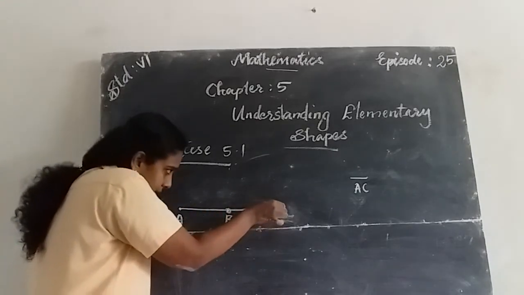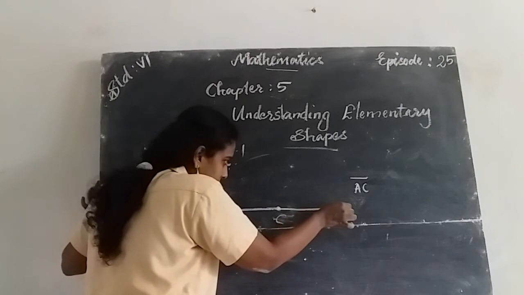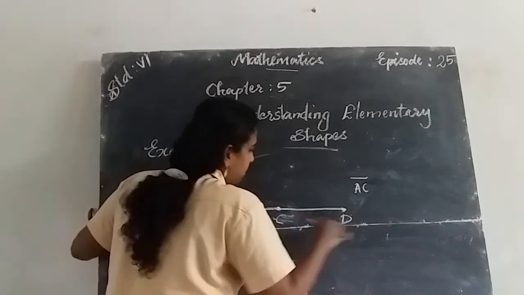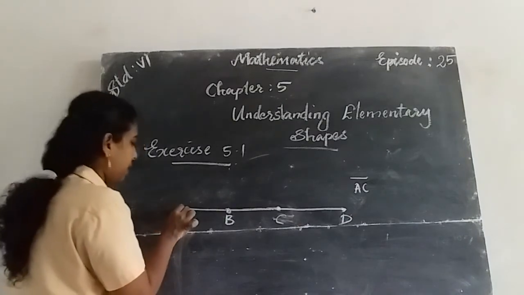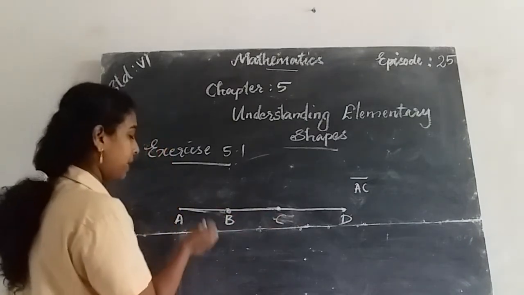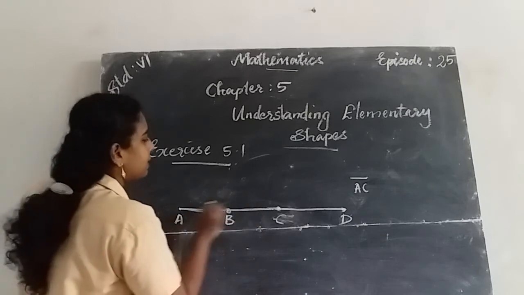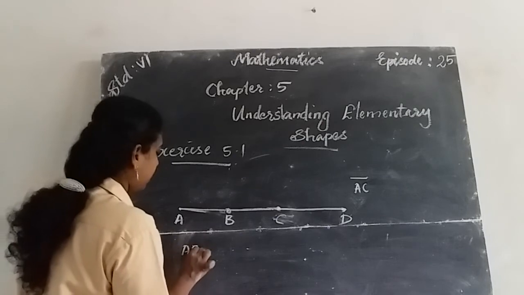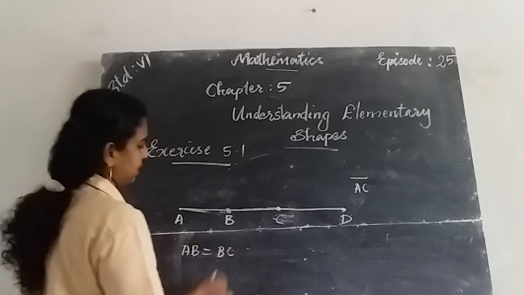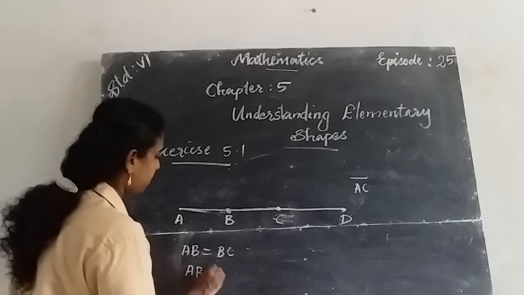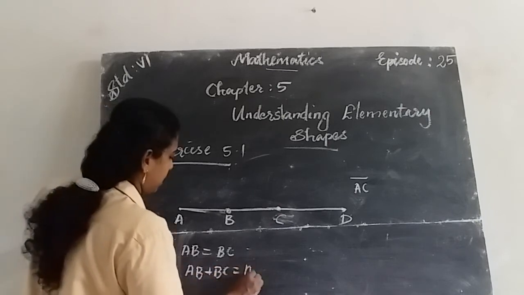So extend the line segment and mark D here. D is the line segment, like D is the midpoint of the line segment AC, which means AB is equal to BC. AB is equal to BC and AB plus BC is equal to AC.